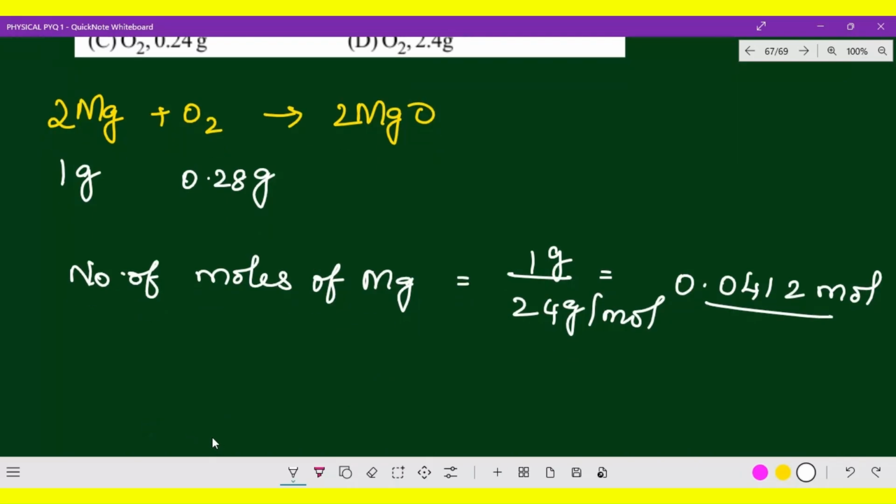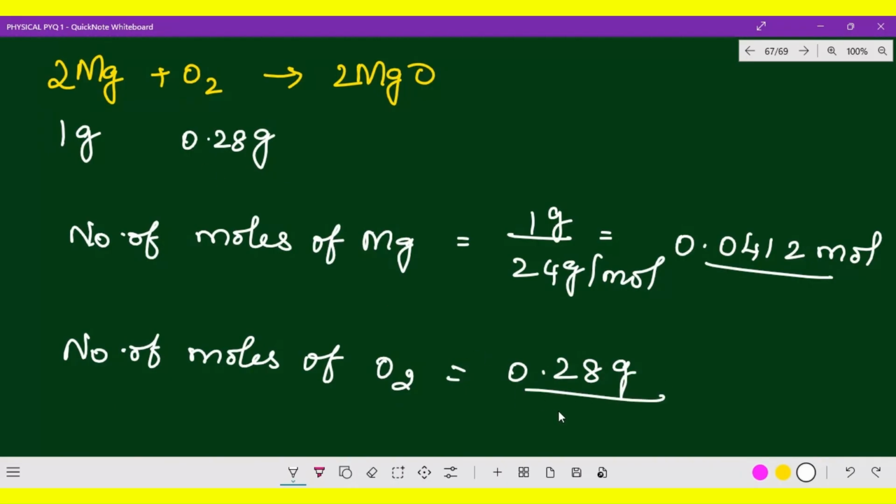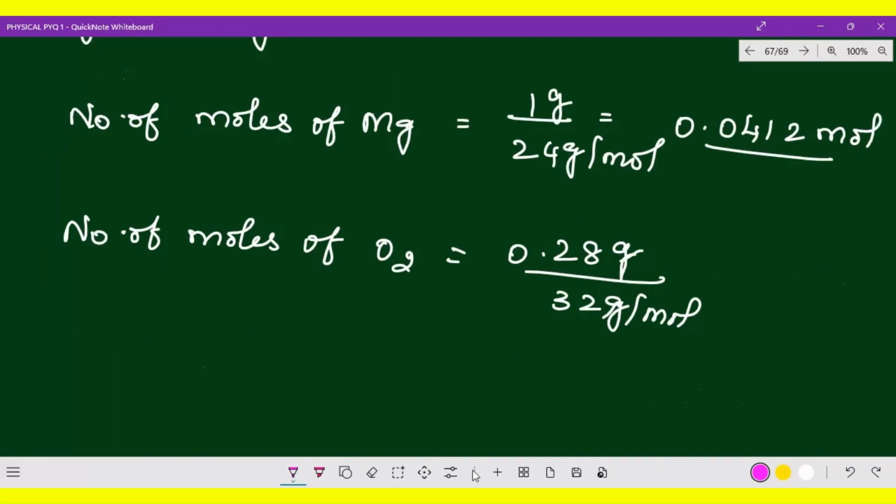Okay, now next one, oxygen. Number of moles of oxygen, O2. You will get 0.28 gram, the data they have provided, divided by 32 gram per mole. So gram and gram will be cancelled, and the answer will be 0.00875 mole.